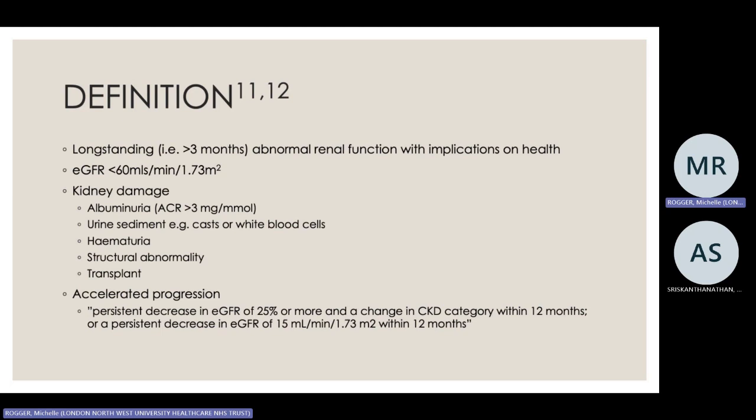And in CKD, there's also something called accelerated progression. That's defined as a persistent decrease in eGFR of 25% or more, and a change in CKD category within 12 months, or a persistent decrease in eGFR of 15 within 12 months. So that's a separate group. That's a more severe, quicker progression of CKD.